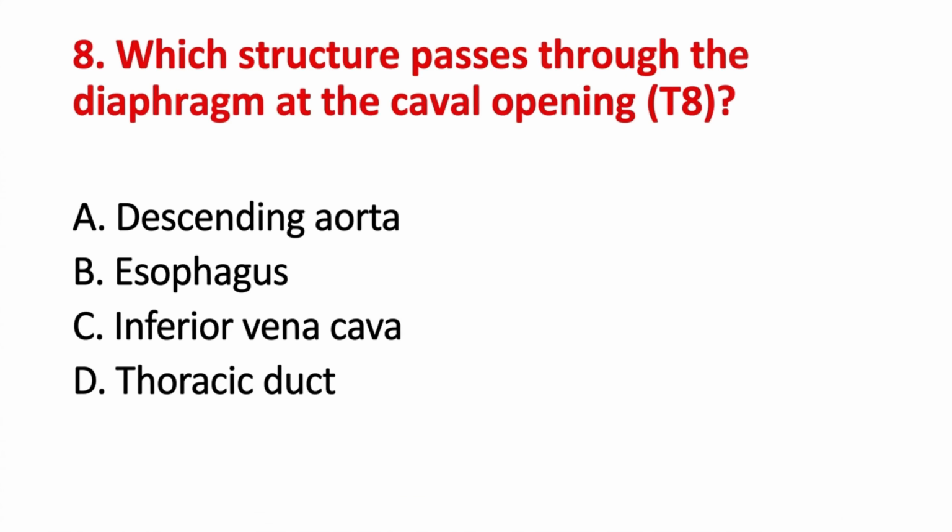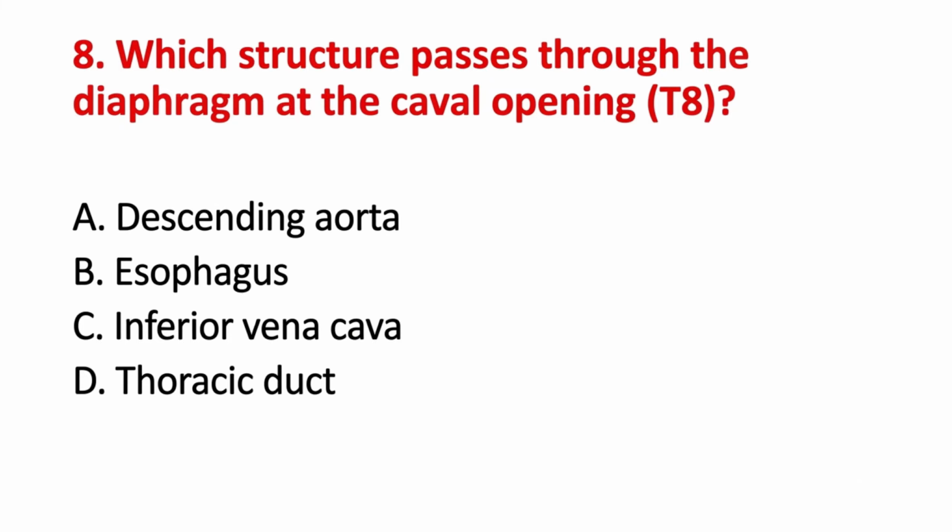Question 8 reads, which structure passes through the diaphragm at the caval opening located at vertebral level T8? A. Descending aorta. B. Esophagus. C. Inferior vena cava. D. Thoracic duct. You have 5 seconds.